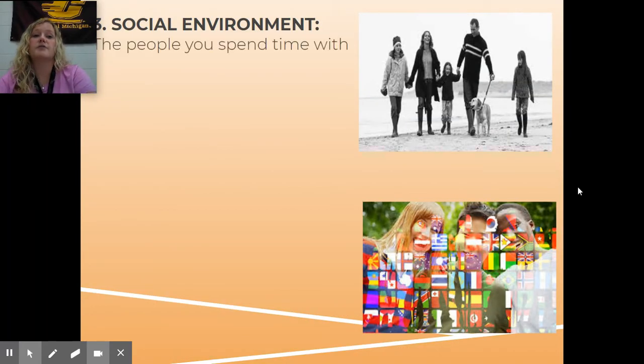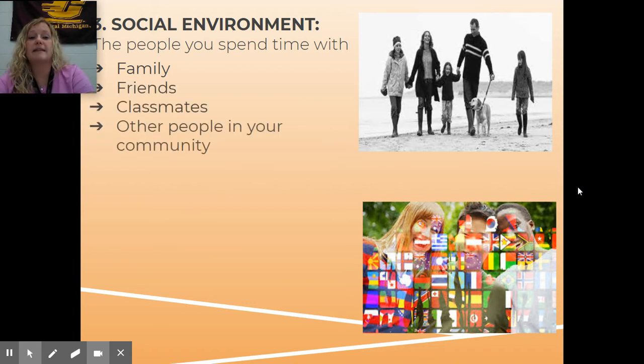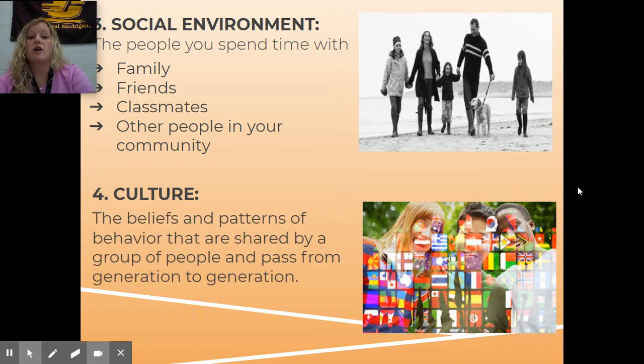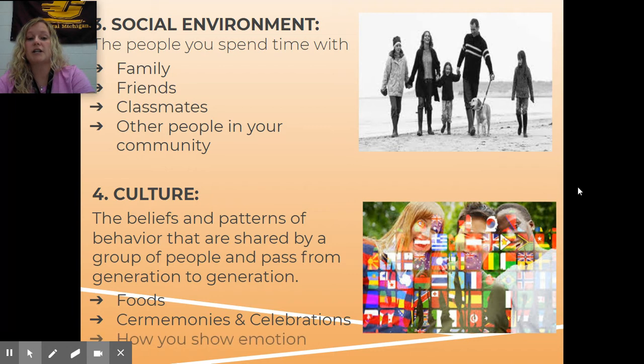Social environment. So these are the people that you spend time with, such as your family, your friends, classmates, and other people in your community. Number 4 is culture. Culture is the beliefs and patterns of behavior that are shaped by a group of people and passed from generation to generation. So this might include foods, ceremonies and celebrations, and how you show emotion.